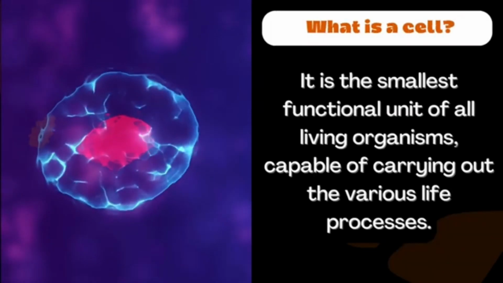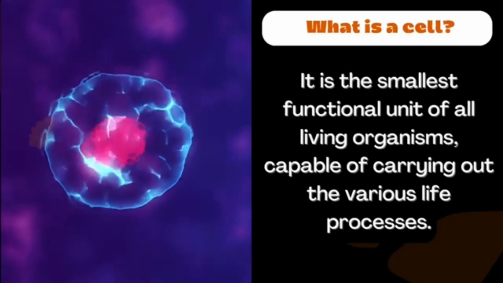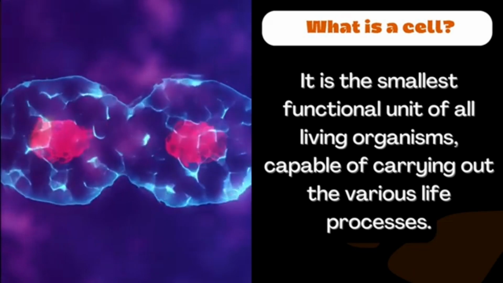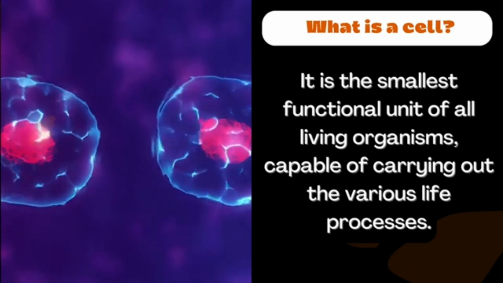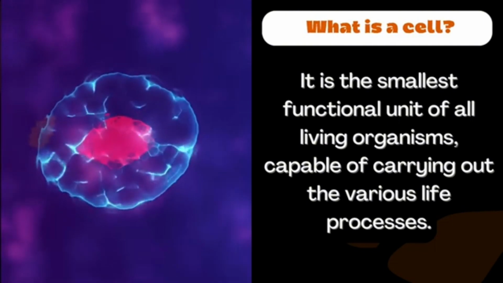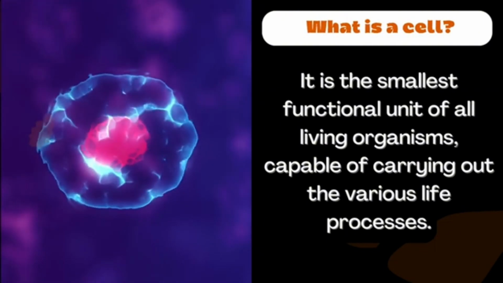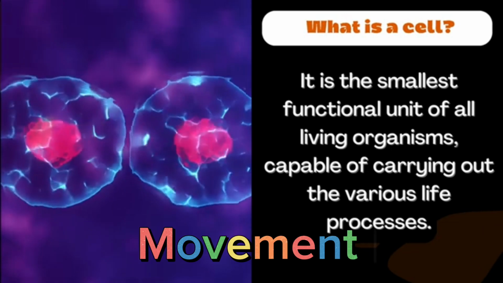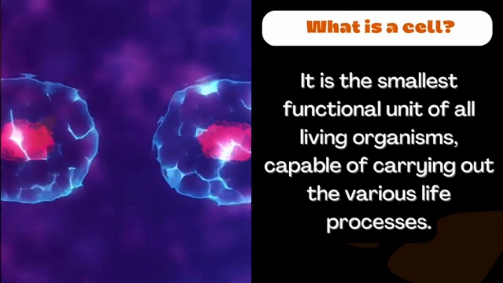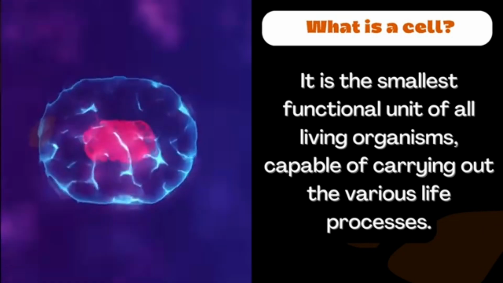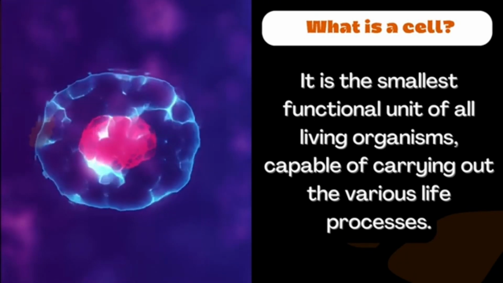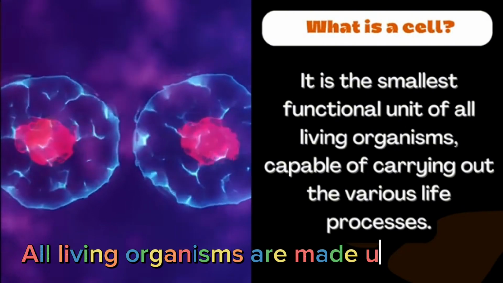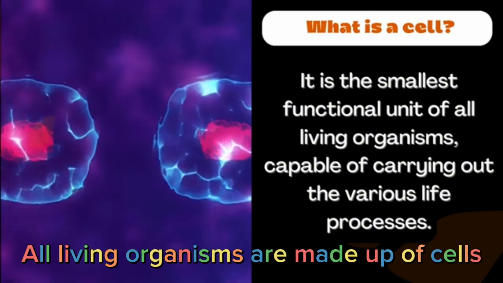A more technical definition would be that a cell is the smallest functional unit of all living organisms, capable of carrying out the various life processes. By various life processes, we mean it's able to perform processes like movement, respiration, etc. We can find this in our other video where we talk about characterization of life. So by implication, this means that all living organisms are made up of cells as their basic building blocks.